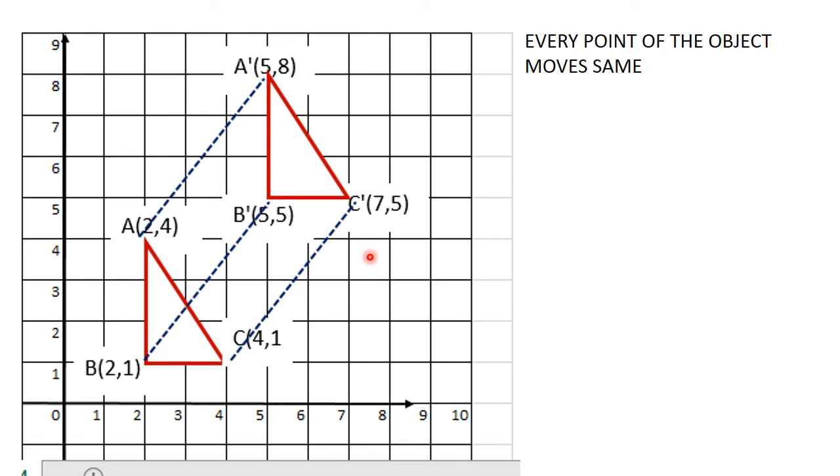Every point of the object moves the same distance. I'm not sure that I should have said this. What I intended to say in this statement here is that every point, say point A, B, and C, all of them move the same distance, and that's the case there. I think they are all of them parallel. I think I wanted to mention parallel here, not opposite. So that's the case there for translation.